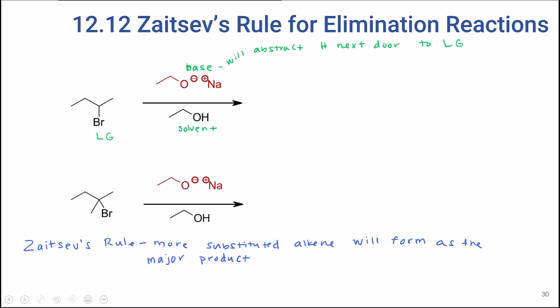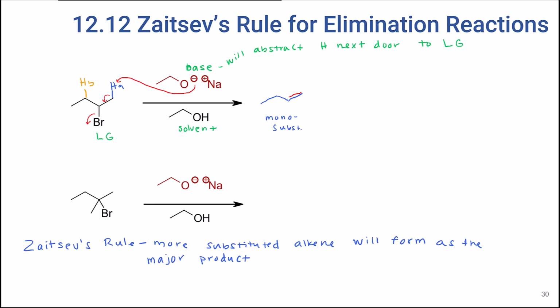So on this particular compound, this 2-bromobutane, I have H, I'll call this one A, and I'm going to call this one B. So if my base plucks HA, the electrons from the H to the carbon are going to come here to form a double bond, kicking off the leaving group. So my double bond will form right there, and my Br is gone.